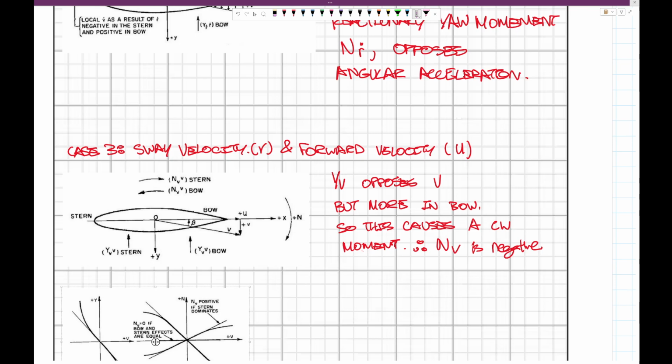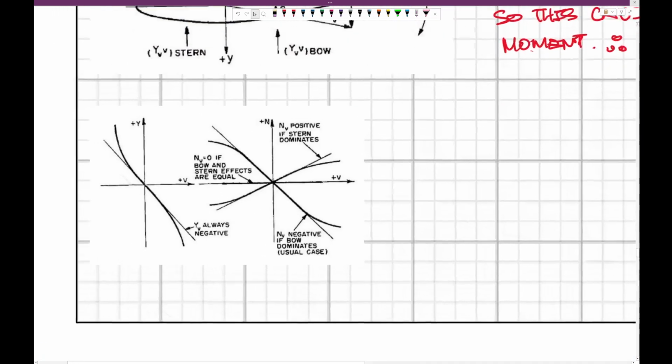So basically, with your sway velocity and forward velocity, you're going to get a negative sway force and likely a negative yaw moment. But it can be positive if your sway forces in the stern are greater than the sway forces at the bow. And so that relationship is shown here.